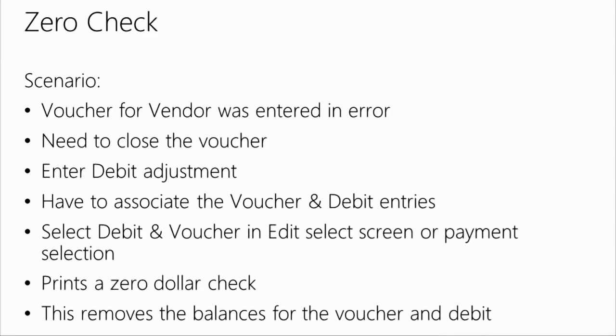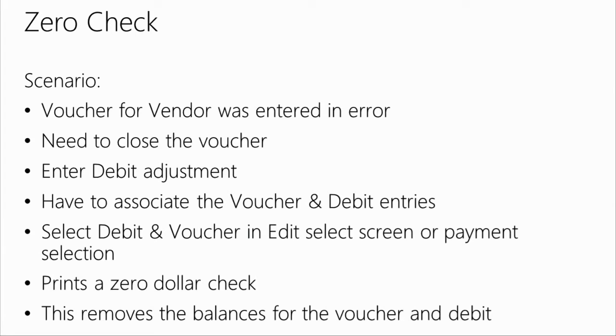So just to talk about this scenario, this is a common question, how do I get rid of that? And the way that we do it in the system is that if you have your voucher in the system and it was entered in error and you want to close that voucher, you can enter in a debit adjustment for the exact same amount. And then what you do is you actually select both of those items when you're doing our payment selection process.